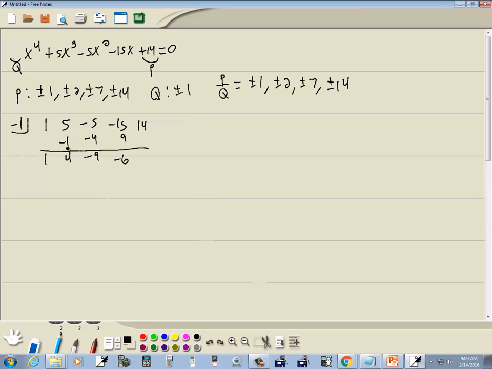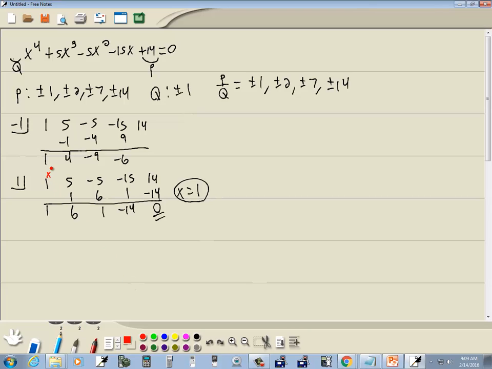Let's see. Okay, that doesn't work. At the point you see you're not going to get a remainder of 0, assuming you did your math right, it doesn't work. So plug in 1. Add, multiply, add, multiply, add, multiply, add. Okay, that looks promising. That tells us our first answer is x equals 1.